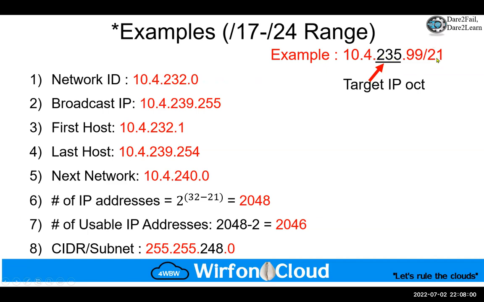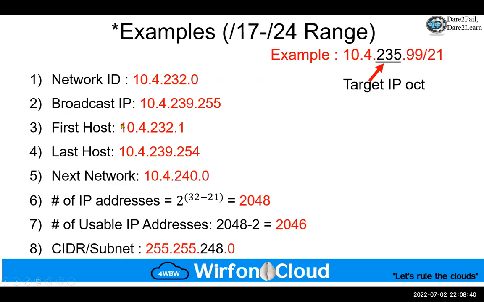For your number of IP addresses, you have a /21. So you can do 2 raised to the power of 32 minus 21, which is 2 raised to the power of 11. And that gives you this. The number of usable IP addresses is this minus 2, which gives you this. Now, from a /21, your subnet mask is 248 in the third octet. So you have 255.255.248, third octet. The fourth octet is 0, so you have a .0.